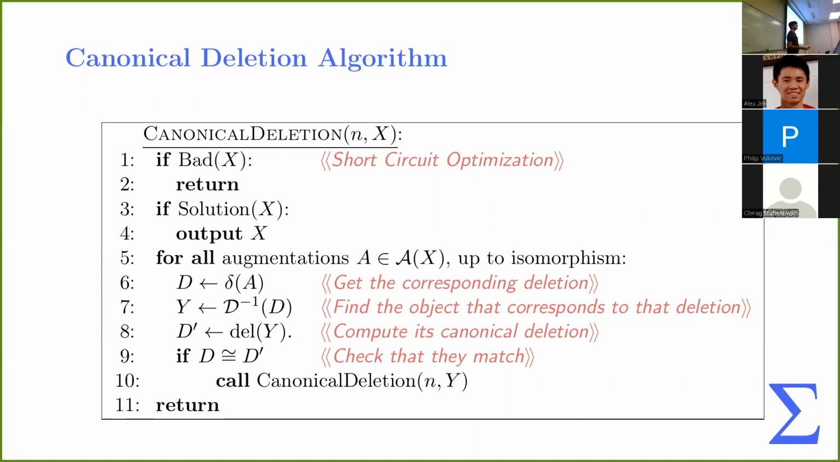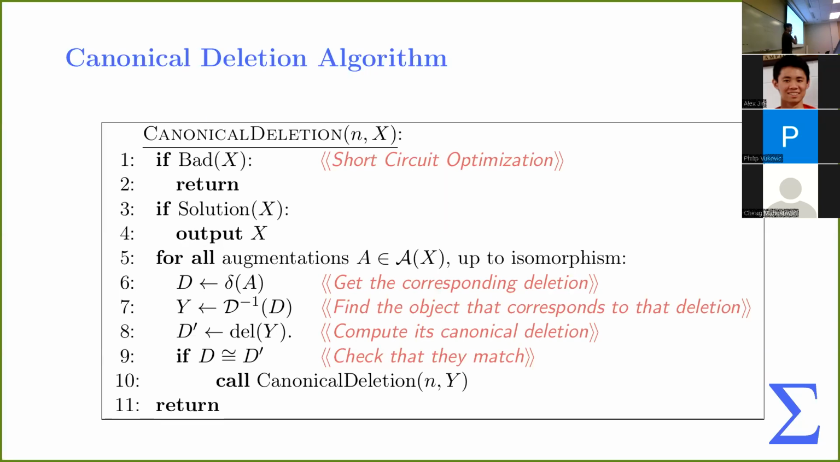So this is the algorithm, right? This is the canonical deletion algorithm. It's fairly straightforward. We'll take n to be the size of the object that we're looking for, and then we'll take x to be the object that we're augmenting or deleting, so that we're searching over. This could be graphs, this could be trees, this could be some other weird objects; there are lots of weird objects in combinatorics. Some of them are useful, some of them aren't.